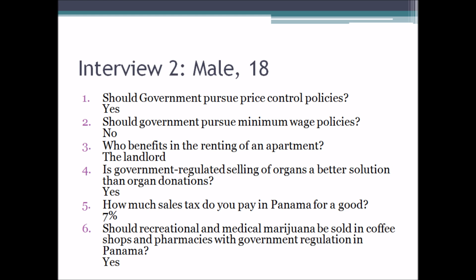Do you know how much sales tax you pay for a good or like a TV in Panama? Like 7%. 7%, yes. So in your opinion, do you think that medical marijuana should be sold in like coffee shops and be illegal here in Panama? Yes.